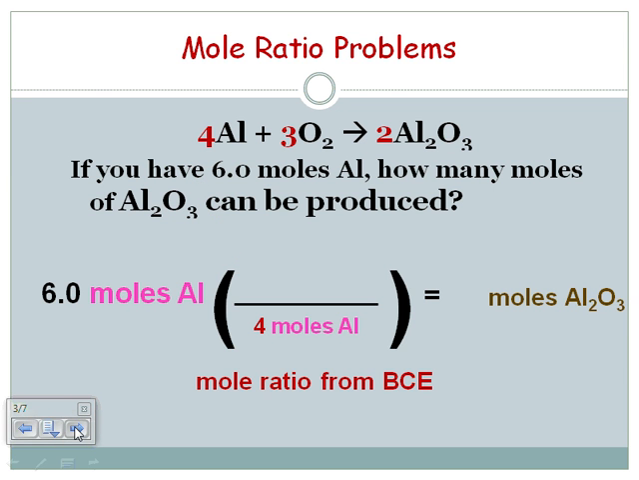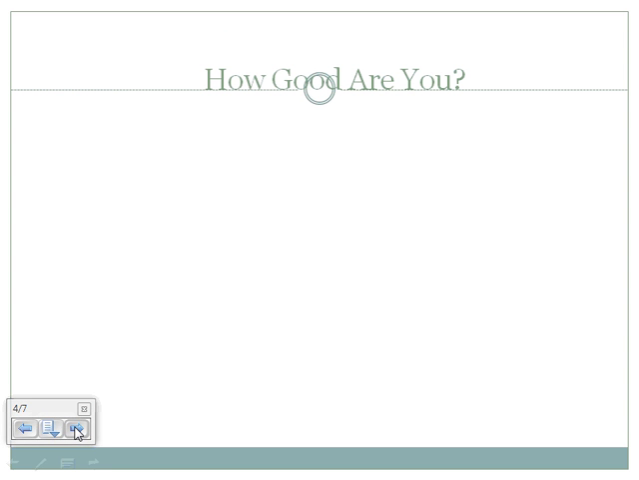So we start out with the denominator, moles of aluminum. Put that in the denominator, so you'll cancel it. Put moles of aluminum oxide in the numerator, and then follow up with your numbers from your balanced chemical equation. When you do your calculations, you'll cancel out your moles of aluminum and end up with moles of aluminum oxide at 3.0. So that was just a quick review of the mole ratio. Let's take a look at the new section here.